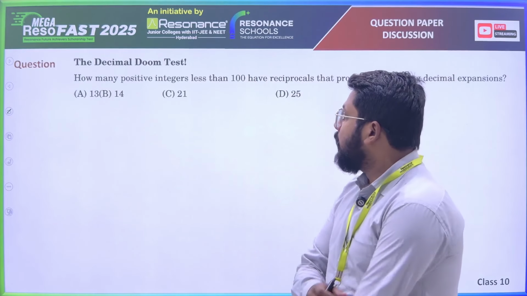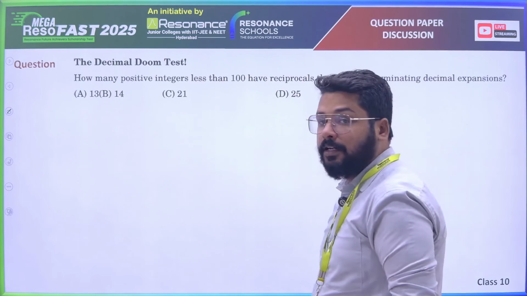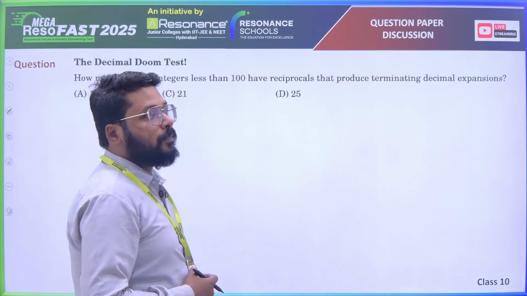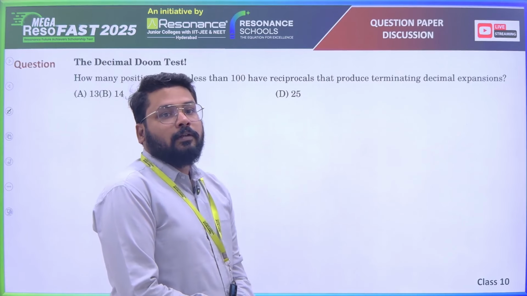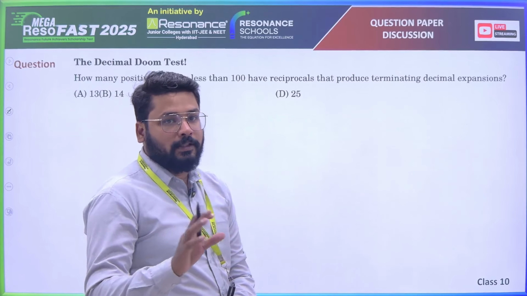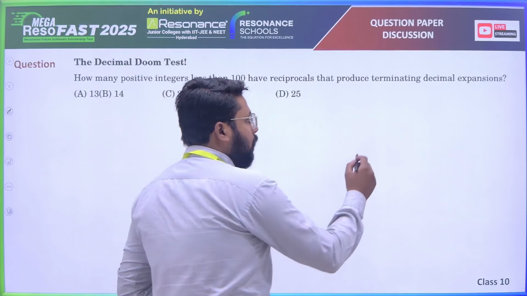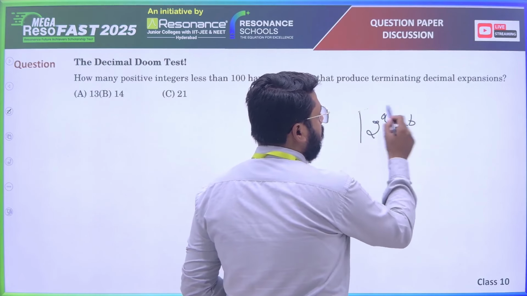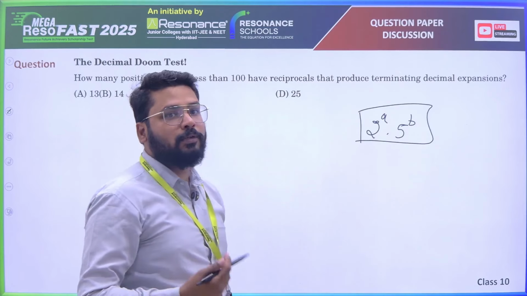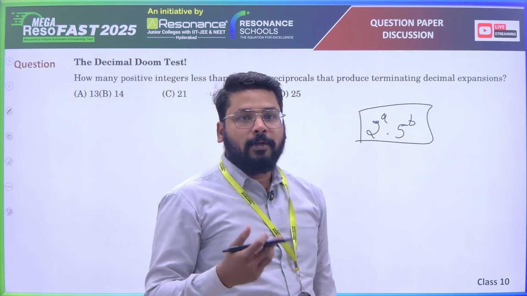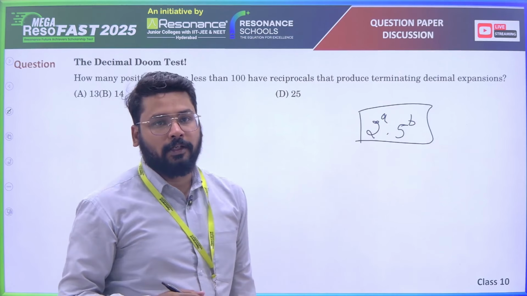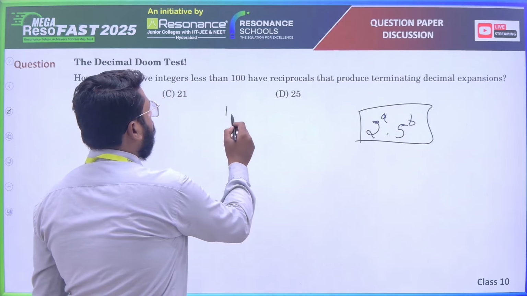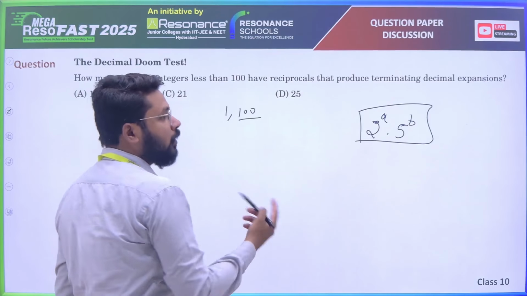Next question, the decimal test. How many positive integers less than 100 have reciprocals that produce terminating decimal expansions? Means they need terminating decimal expansion, and the condition is if the denominator is in the form 2 raised to power a or 5 raised to power b, then they can produce terminating decimal, otherwise it is non-terminating, okay. So first from 1 to 100, because it is less than 100, we will not count 100.